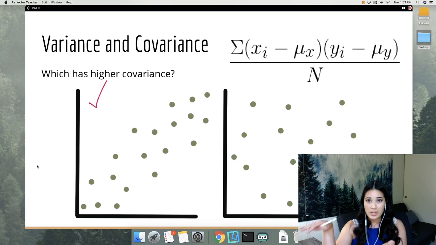On the right-hand side, you can see it's just kind of an amorphous blob of data points. There's no relationship, so this probably has zero or close to zero covariance. So the higher covariance in this case is the one on the left.